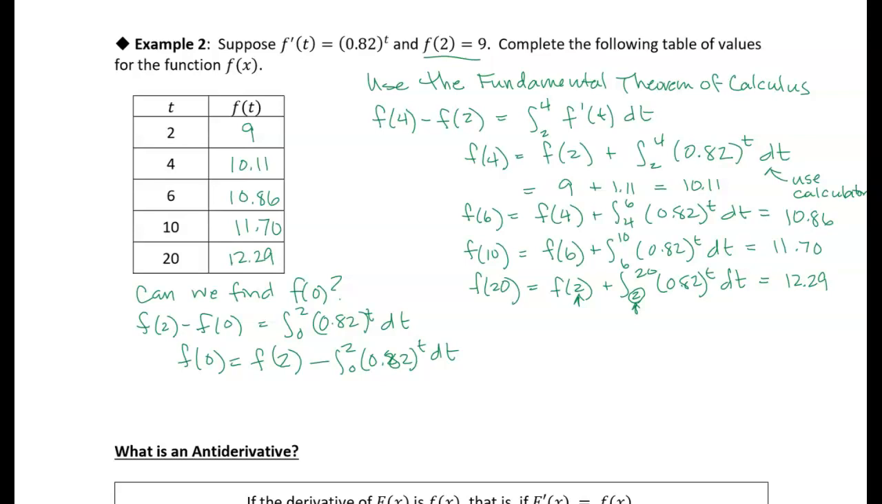So if I plug in the values, I know that f of 2 is 9, and I can evaluate this integral. I got 1.65 when I evaluate the integral from 0 to 2, and so I get 7.35. Now the question didn't ask for that, but it's interesting to note. Just know that you can work backwards as well as forwards, right? Here we use the fundamental theorem of calculus to work forwards, but we can also use it to work backwards.